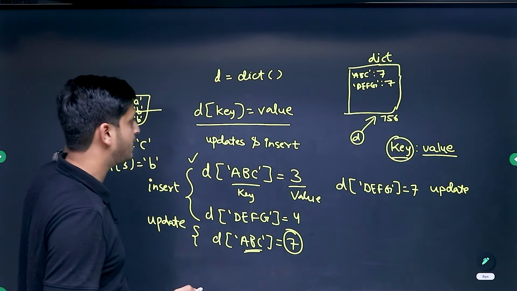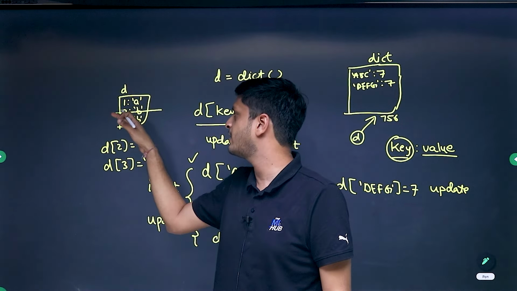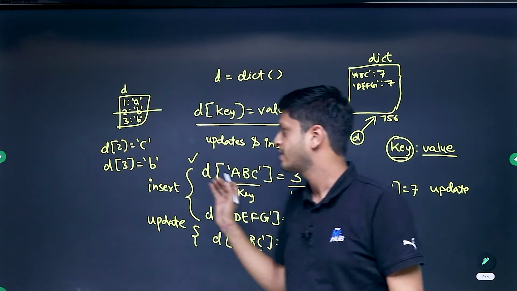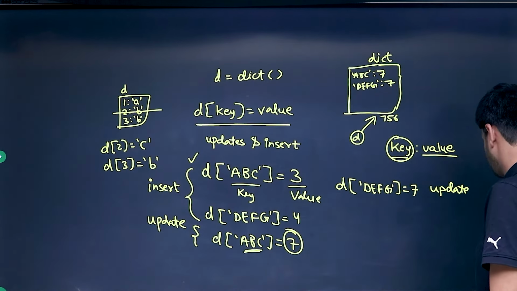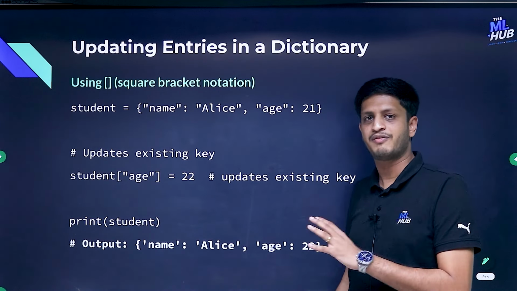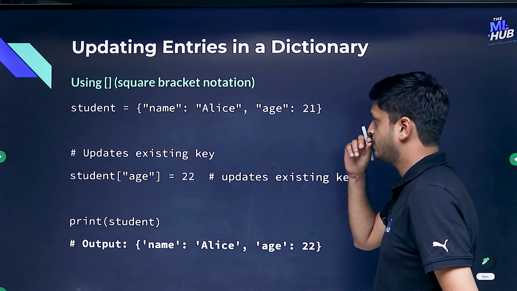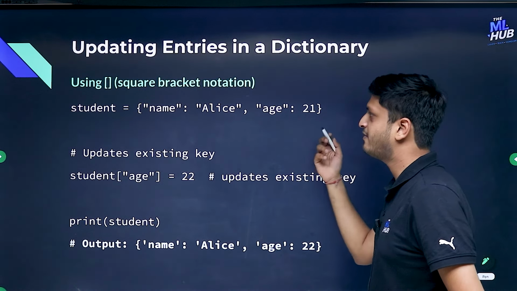Okay. You cannot update a key in place. That is not possible. You have to add a new pair and delete the previous pair. Okay. So how to delete and how to add, we already know. How to delete, we will see shortly. Okay. Cool. So this is updating a value for a key.